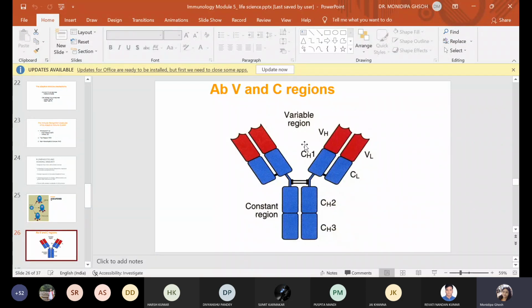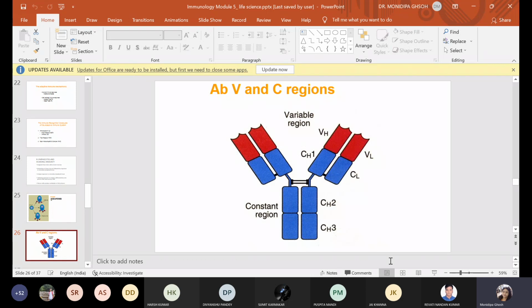As we can move our hand, our neck, our head, to get more exposure to the environment, for this reason the hinge region is made flexible, and the FAB portion can move here and there by fixing the constant region over a cell surface anchor.